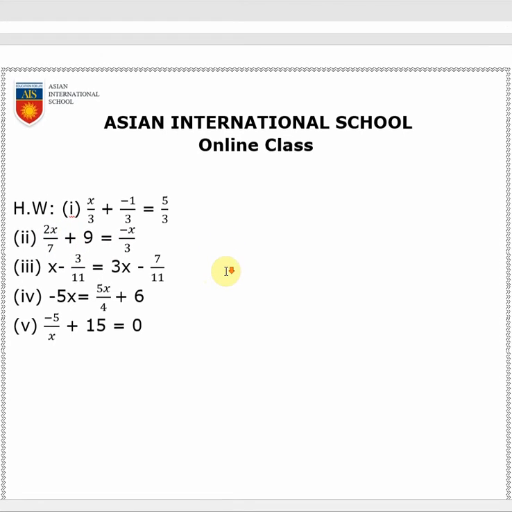Now this one also, x minus 3 by 11 equals to 3x minus 7 by 11. So what you will do, you will bring this 3x over this side, left side, and take this minus 3 by 11 over right side, making all the left side with x and right side with numbers. Then once again you have to do the LCM at the right side and find the value of x from there. This sum also same.